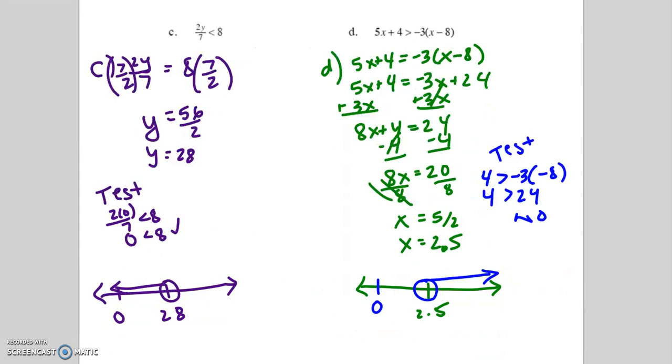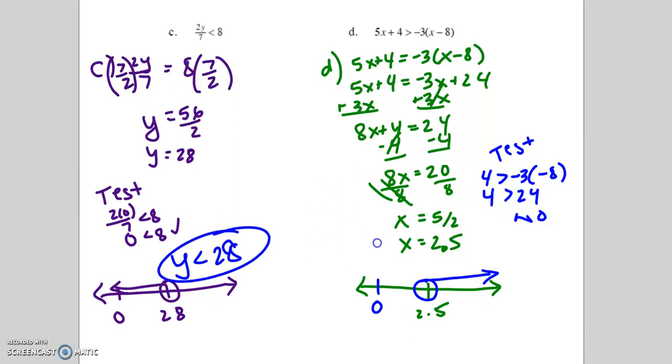Alright, so for C, we had 2y equals 8. I'm going to multiply by the reciprocal. I get 56/2, which is 28. I tested 0, and it was a solution, so I have an open circle because there's no equal to here, and I'm going to the solutions including 0, so my answer would be y is less than 28.